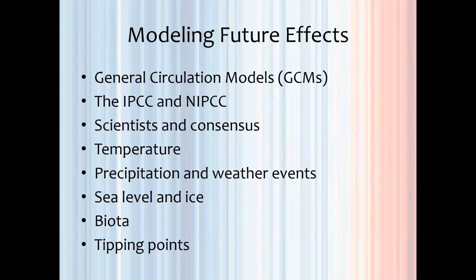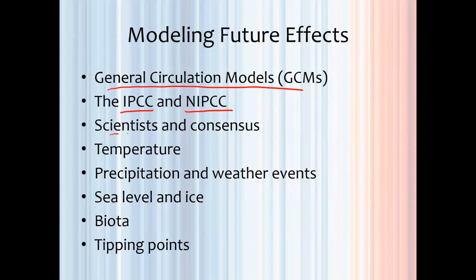One of the biggest tools we use to do this are called general circulation models, or GCMs. One of the biggest organizations that aggregates all of this information for use by different governments and by different corporations all around the world, by different people, is the IPCC. And then arguing with them tends to be an organization that has set itself up in opposition called the NIPCC. We'll talk about what those stand for in a moment.